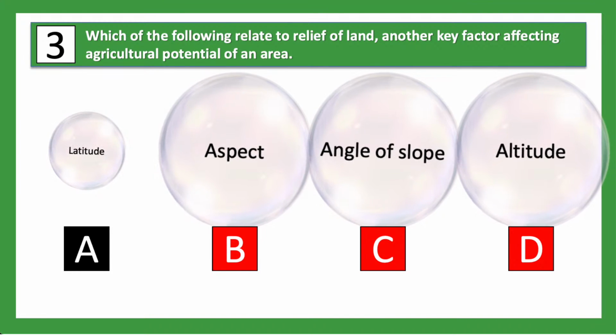Aspect, of course, is the way the land is facing. It could be facing the sun or facing away from the sun, could be north or south facing, etc. But that's due to the relief. And latitude, of course, is not anything to do with that. That's to do with the number of degrees you are north or south of the equator. Let's have a look at question number 4.